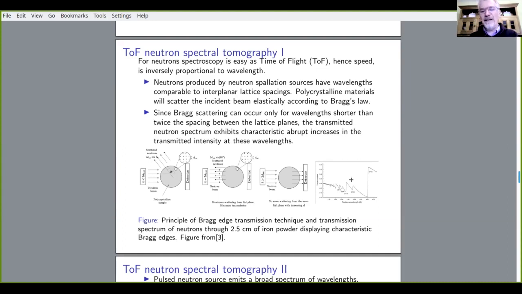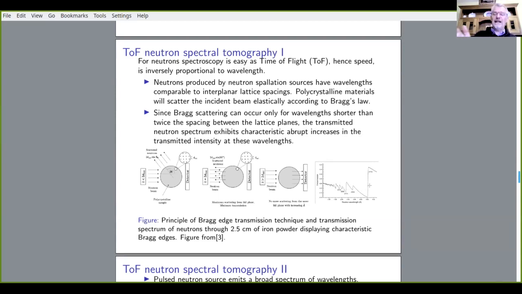And there comes a point where, you have 2d sine theta is meant to be a multiple of lambda. There comes a point where that would mean sine would be bigger than 1, and there is no Bragg diffraction. So it's a certain wavelength of neutrons beyond which they're suddenly not Bragg diffracted, and then suddenly the number of neutrons getting through jumps up, and we call that a Bragg edge. So we get one for each of the crystallographic planes, and ideally it would look like this.